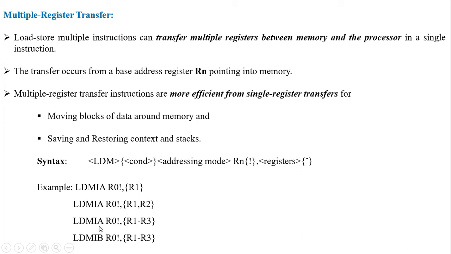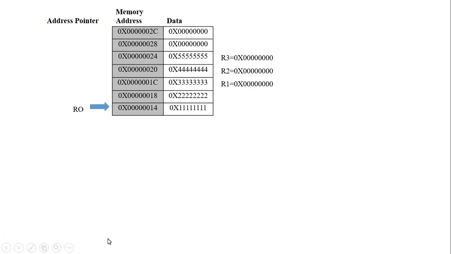In case of increment after, after loading the data from the memory to the register, the memory address will be incremented. So that is the difference between IA and IB. Now we'll look at the memory and the data, so we can easily confirm how IA and IB differ.